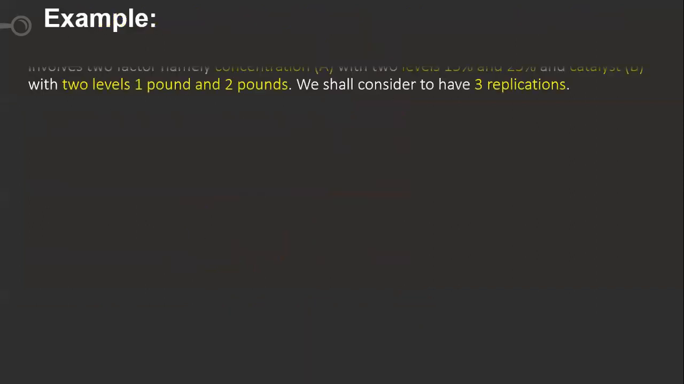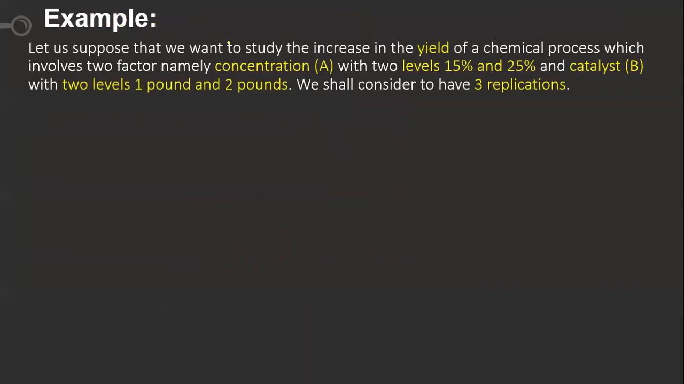What is that example here? Let us suppose that we want to study the increase in the yield of a chemical process. There is a chemical process which involves two factors. One is the concentration, which has two levels. From 15% to 25%, I can select any value.